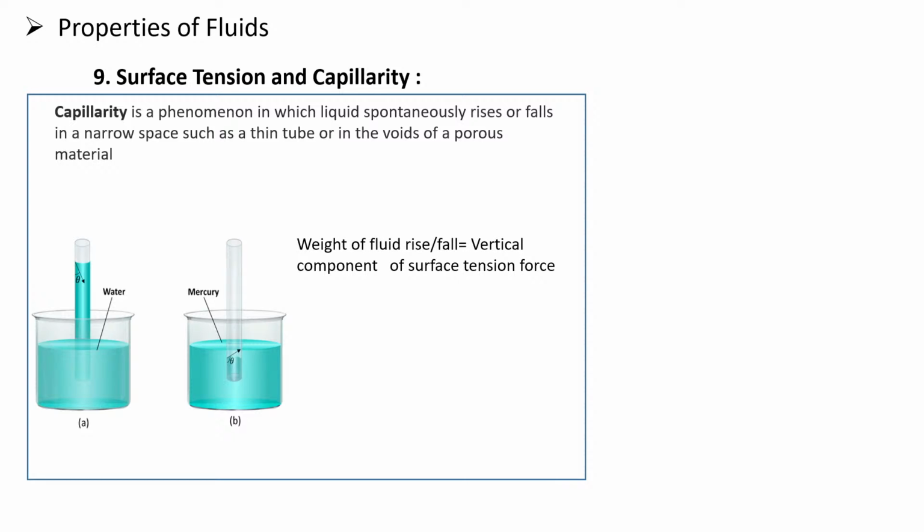Then how much height is raised or how much height is fallen, we can find out just by balancing the weight of that liquid column, which is equal to the vertical component of the surface tension force. By balancing these two forces, we can find out the height of that liquid column. So ultimately we are getting this formula.